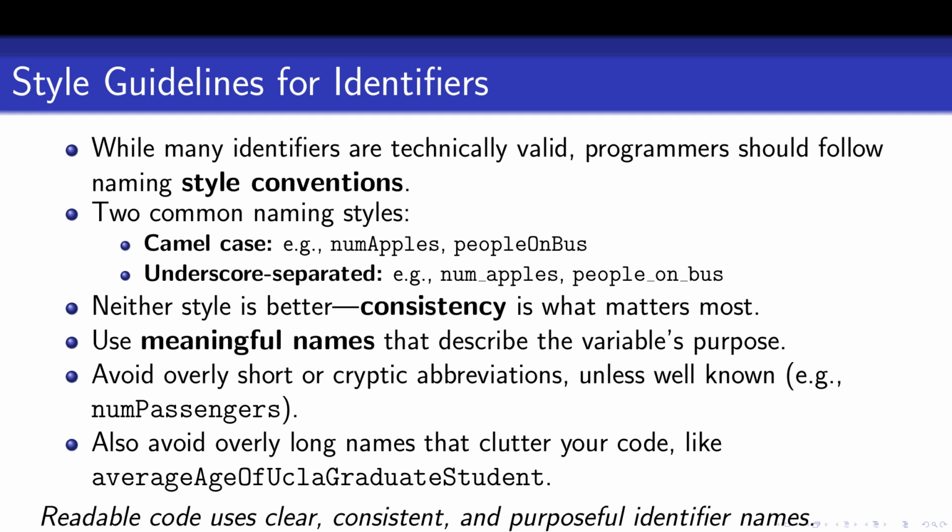You should also make your variable names meaningful and avoid abbreviations, unless they're commonly understood, like num for number. For example, average_age is much more descriptive than just age or A. On the flip side, names that are too long, like average_age_of_UCLA_graduate_student, can be hard to read and maintain. Striking a balance between clarity and brevity makes your code more professional and user-friendly.